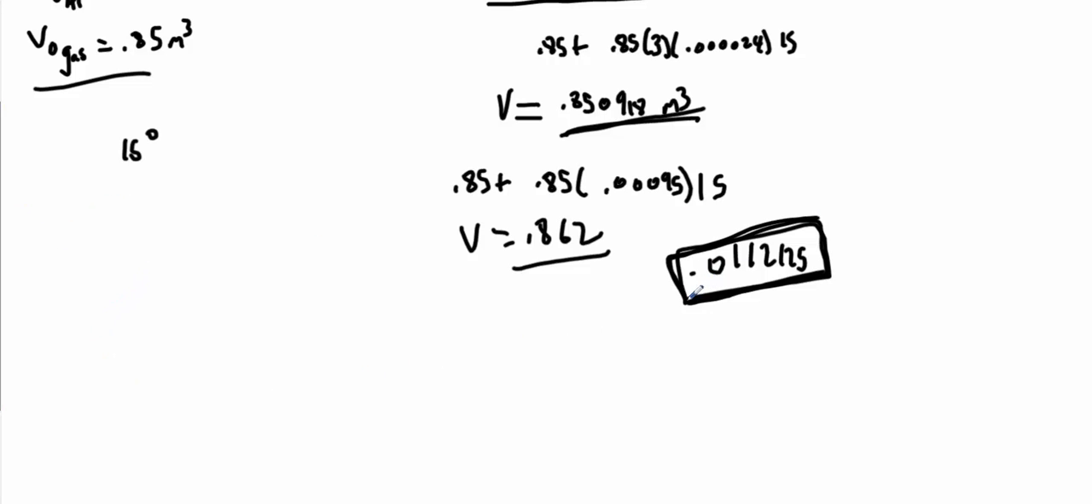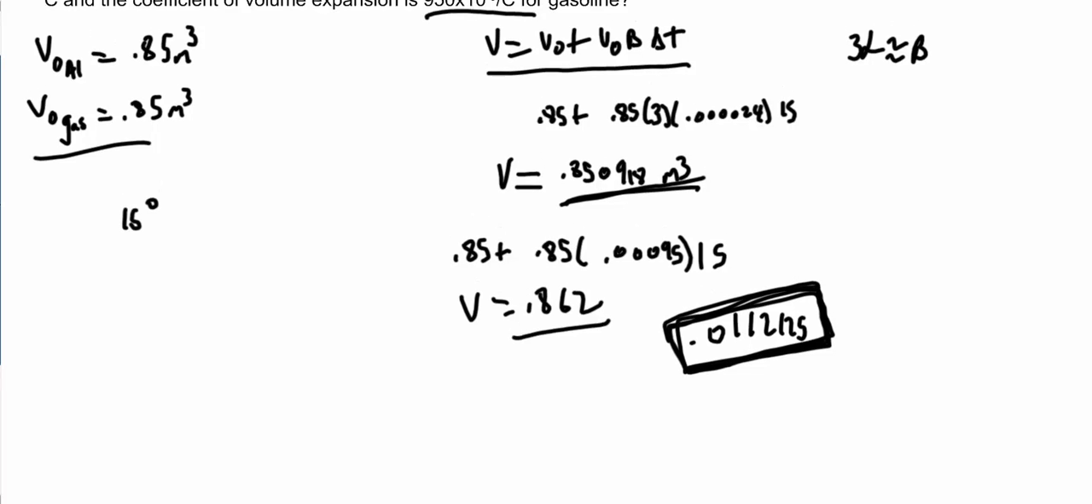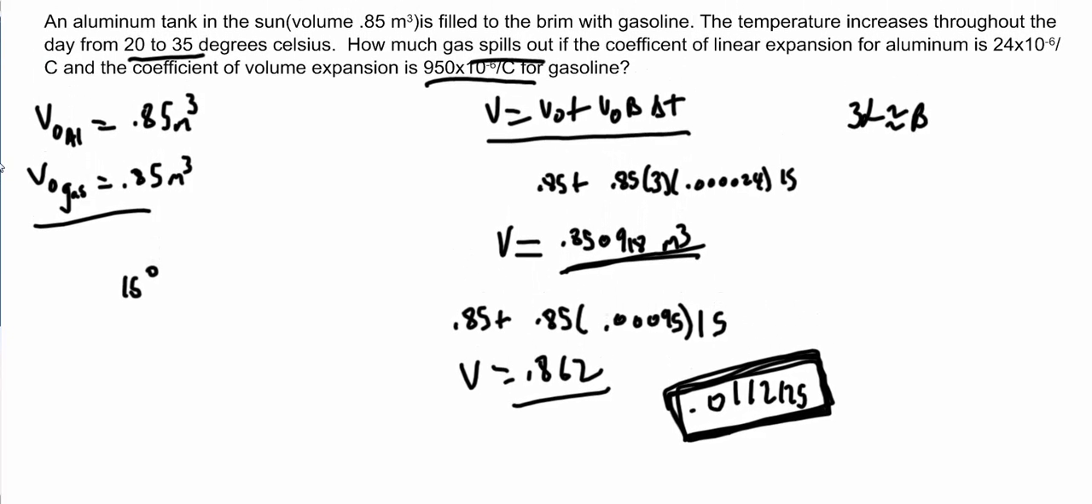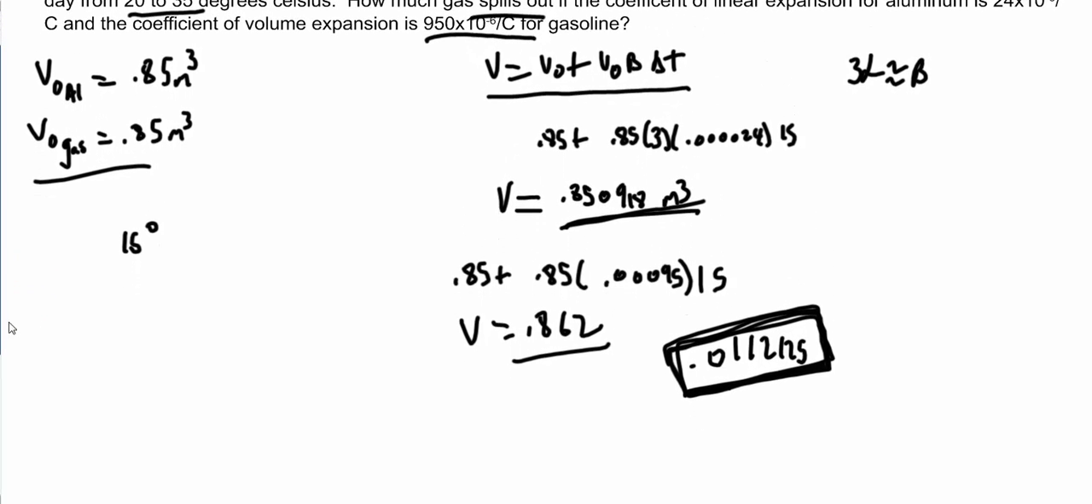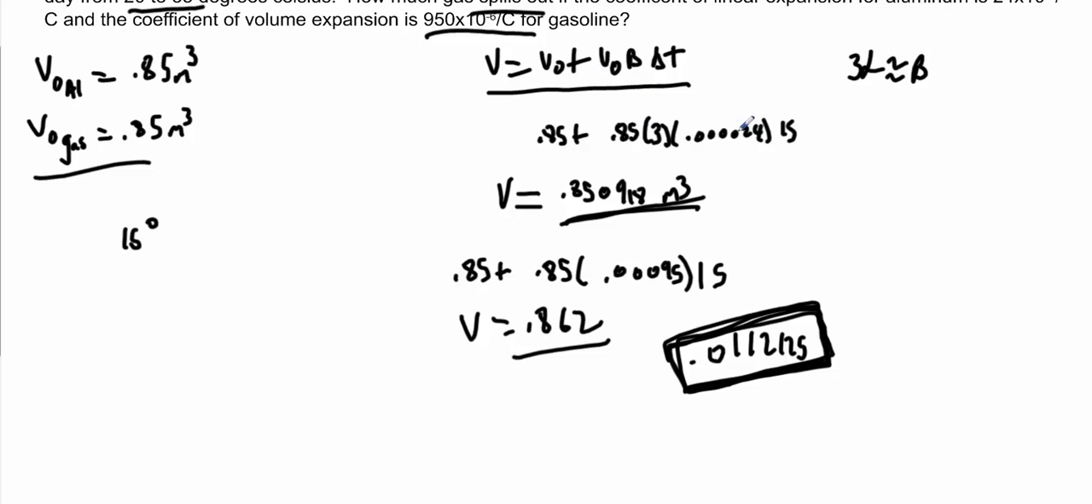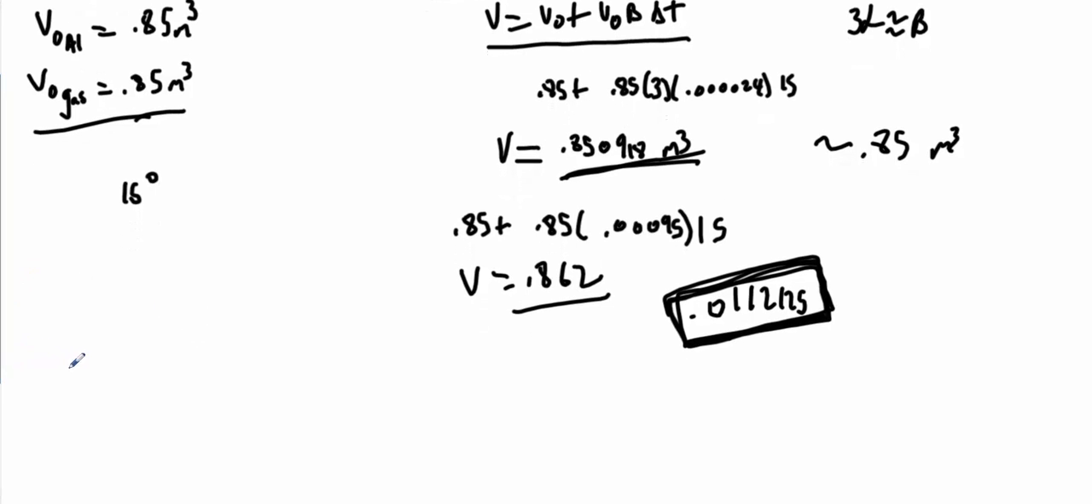Well, this volume of gas was lost, but since it contracts when it cools back down, the gasoline is actually going to, just think about that for a minute. Okay, the aluminum tank is going to get a little bit smaller. It ought to return back to 0.85 cubic meters. What is the gasoline going to return to? Is it going to return to 0.85 cubic meters? Well, if I lost this much of it, how much room is left in my tank now that it's cooled back down to 20 degrees?